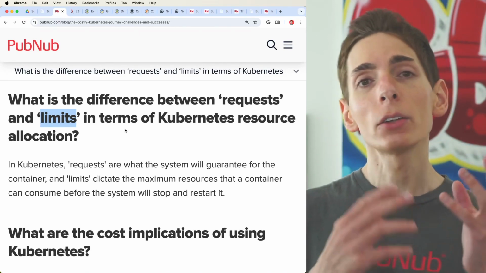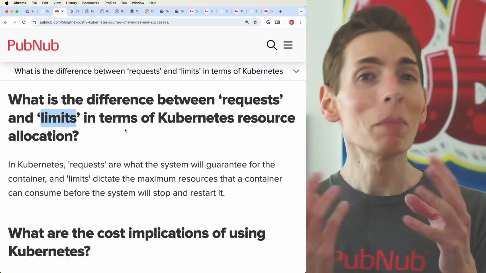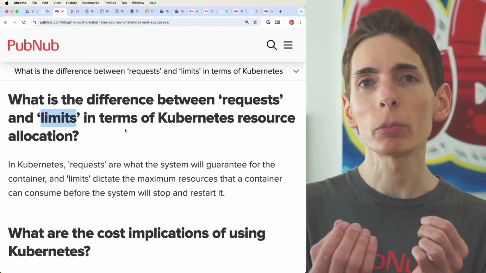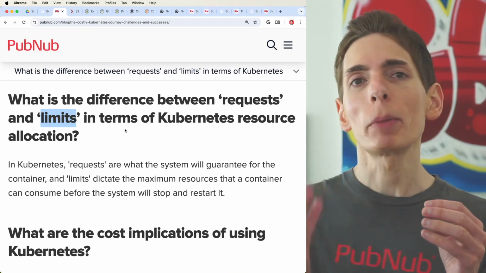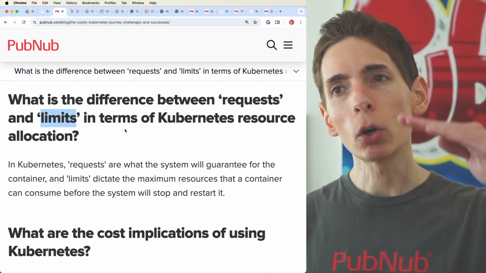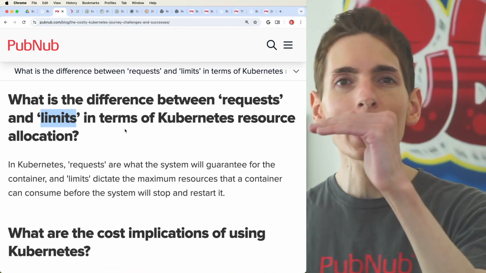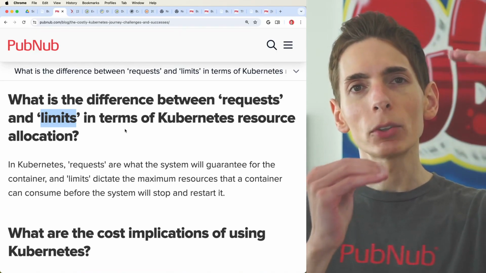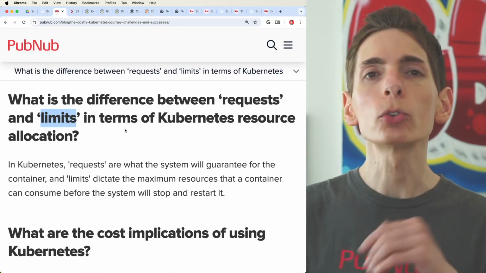Memory is another matter, of course, because not all containers and not all systems are good about returning memory back to the system, depending on your memory allocator. It's very possible that your memory will only ever grow. Usually it will stay static after a certain point. And so you kind of want your requests and limits to be a little more closely configured.